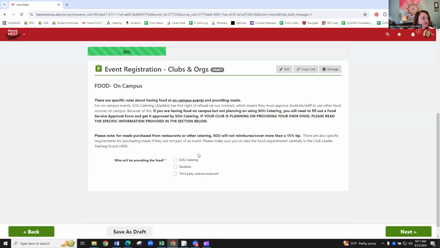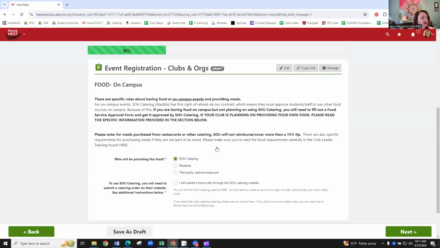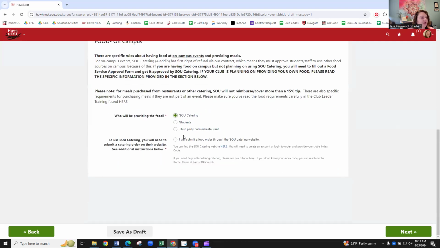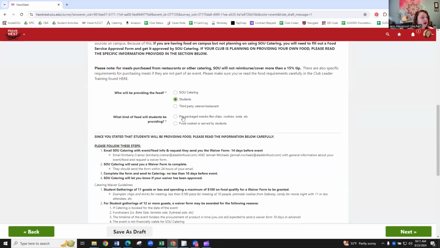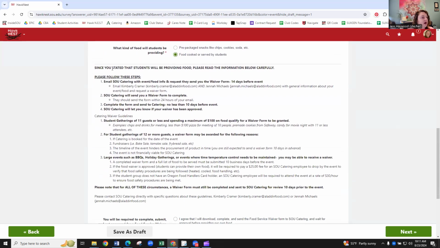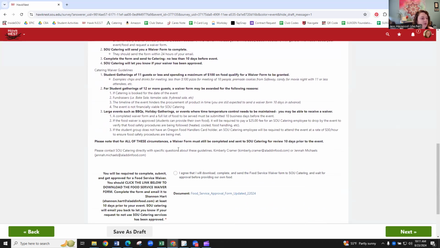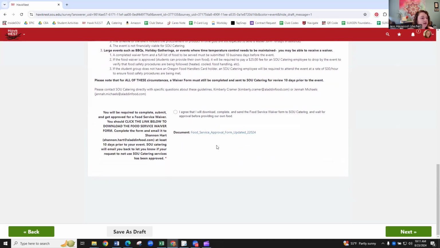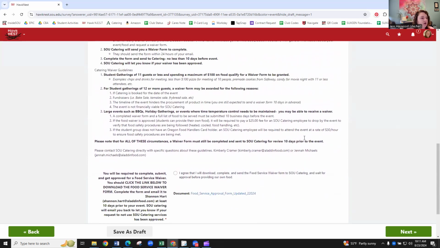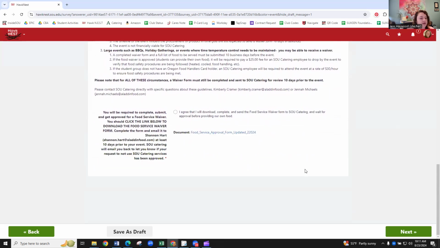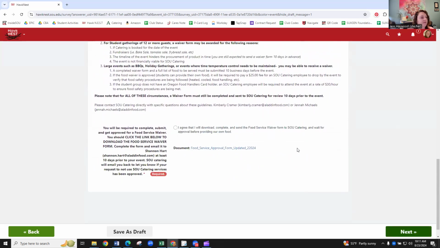Now we have food on campus. We've got the specific rules. If we select SOU catering, it will give you a little bit of information about the catering website. If we select students or third-party caterer, and you select food cooked or served by students, you need to follow the steps that are included to get a food waiver form approved, which is linked right here, in order to have food that is not through SOU catering.